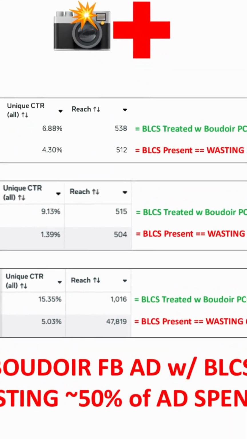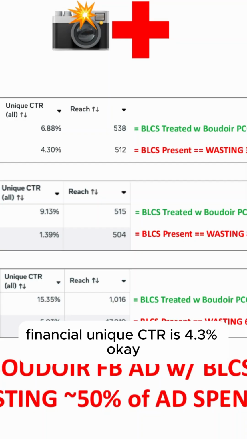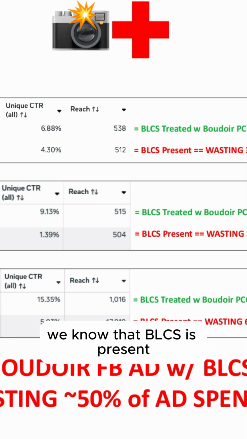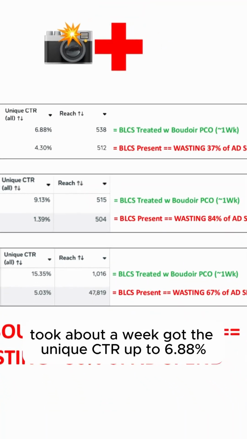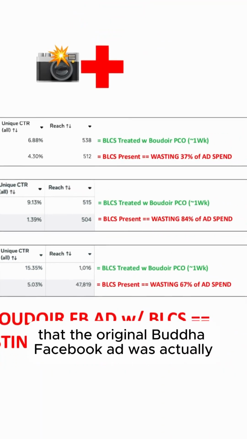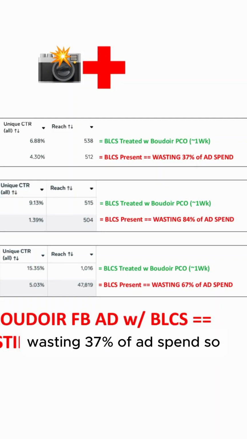tested them, patched them up. So the first one we tested, we found out unique CTR was 4.3%. Okay, when unique CTR is under 6%, we know that BLCS is present. So we duplicated, treated with Boudoir Pico, took about a week, and got the unique CTR up to 6.88%. So we found out that the original Boudoir Facebook ad was actually wasting 37% of ad spend.